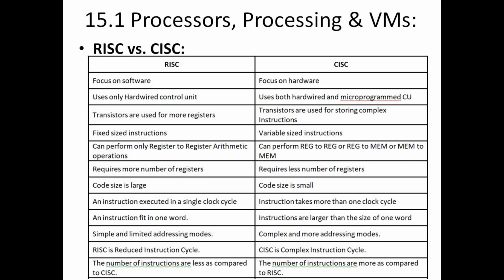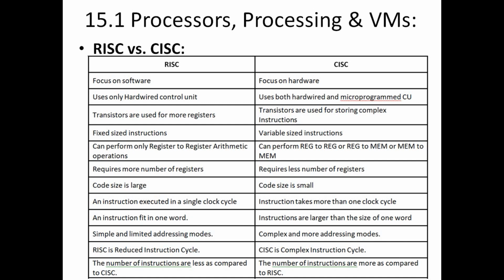In RISC, code size is large. In CISC, it is small. In RISC, instructions are executed in a single clock cycle, whereas in CISC, they can take multiple clock cycles. In RISC, an instruction is often of one word. In CISC, instructions are larger, more than one word. In RISC, the reduced instruction set, instructions are simple and limited. In CISC they are complex and they use complicated addressing modes.